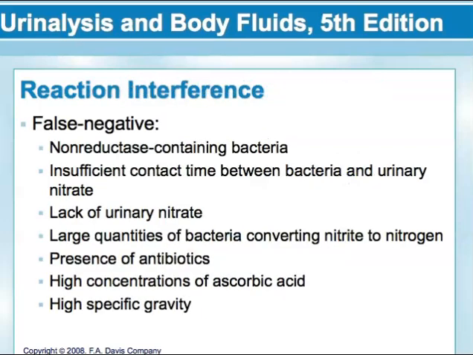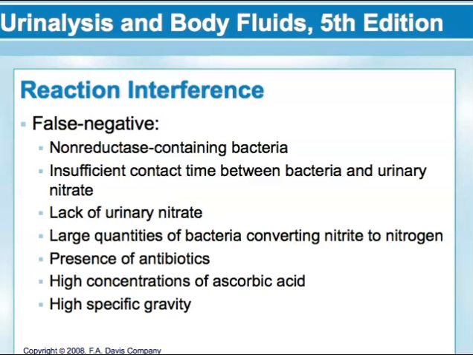Okay, some reaction interference, false negatives. So some bacteria do not produce the enzyme reductase, so they cannot reduce nitrate to nitrite. Only the gram-negative organisms can produce reductase. So an infection with a gram-positive organism or a yeast would not be detected by this method. So that doesn't mean that the patient doesn't have a UTI. It's just not with one of those gram-negative organisms that are able to reduce nitrate to nitrite.